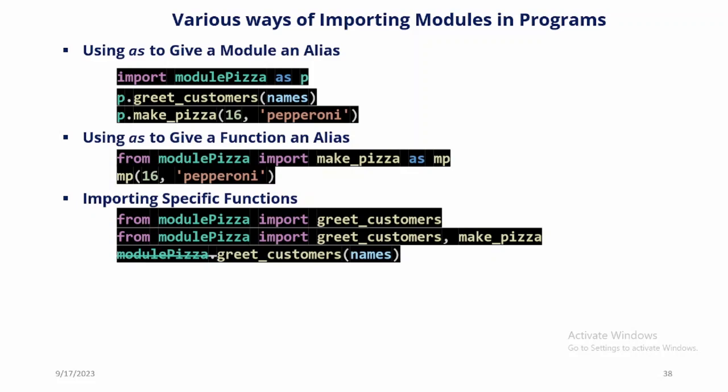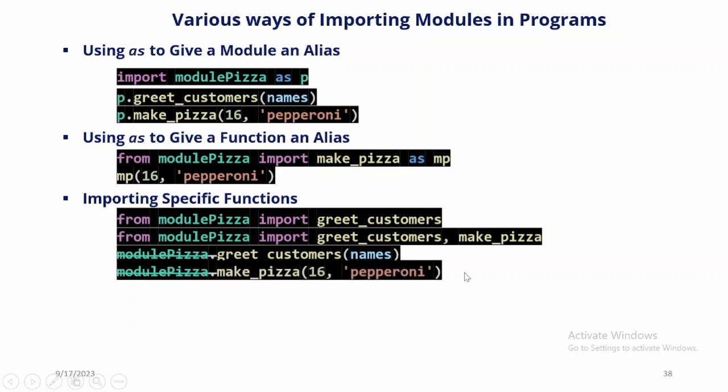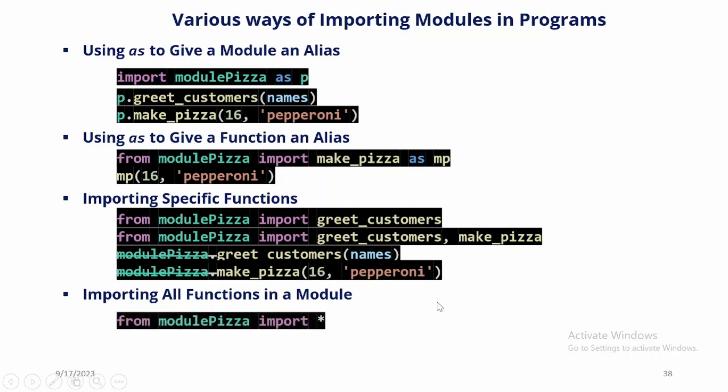So in that case, you don't need to say module pizza.greet customers. You can just say greet customers. Better still if you use an alias. You can just say greet customers as GP. So you just say GP names. Okay. You can equally import all functions in the module if that's what you want. If you think that is efficient for you, it's okay. In that case, you just say from module pizza import star. This is actually equivalent to saying import module pizza.